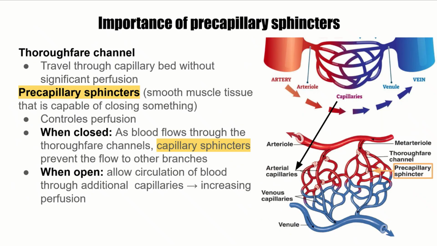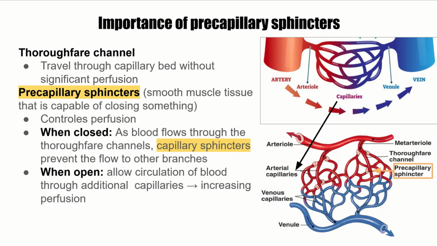Okay, now let's talk about the precapillary sphincters. Think of arterial and venous capillaries. The thoroughfare channels travel through the capillary bed without much significant perfusion. It's this long bit right here in the middle. Think of it as the main road, while the capillary bed it's connected to are the exit routes, bridges, and the split-off points on a highway.